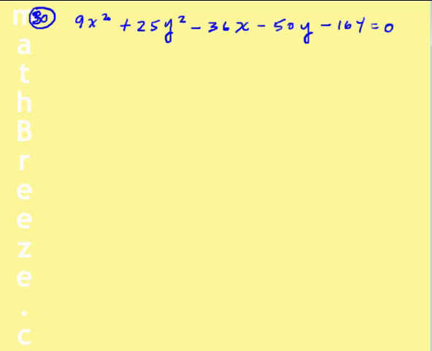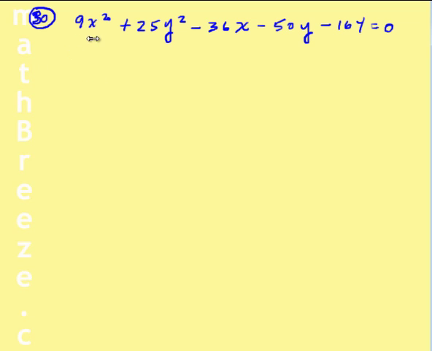Okay, let's just do one more example. We'll do number 30 from the review sheet. So in this example, we want to find the center and the vertices and the focal points of the ellipse. So just put the ellipse in standard form, and that will involve completing the square.